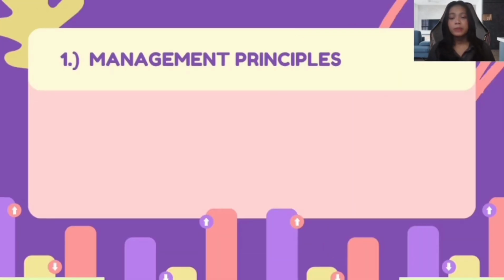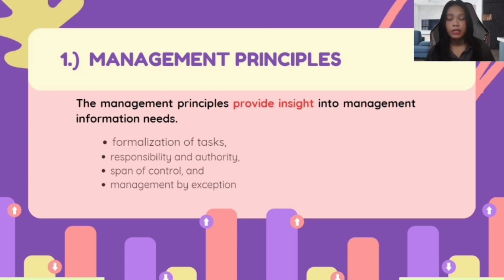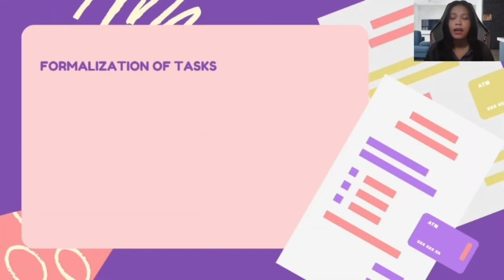The management principles offer insight into what is needed for management function, which eventually has an impact on the management reporting system. Because obviously, how they make their decisions should be based on their management principles. There are four principles that most directly influence the MRS, and they are the formalization of task, responsibility and authority, span of control, and management by exception. Let us talk first about the formalization of task.